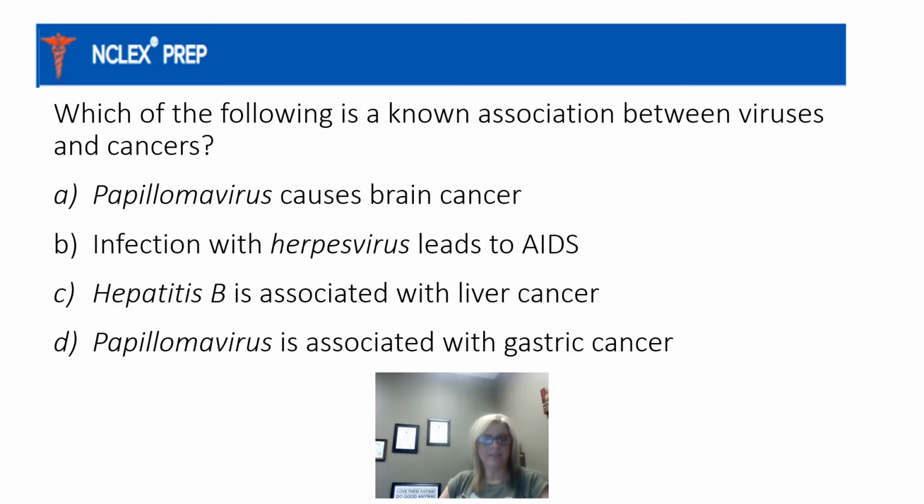So here's our next NCLEX prep practice question. Which of the following is a known association between viruses and cancers? How well were you listening to the last PowerPoint? All right, pause. All right, so is it A, papillomaviruses cause brain cancer? B, infection with herpes virus leads to AIDS? C, hepatitis B is associated with liver cancer, or D, papillomavirus is associated with gastric or stomach cancer?